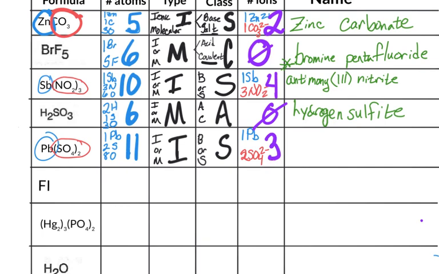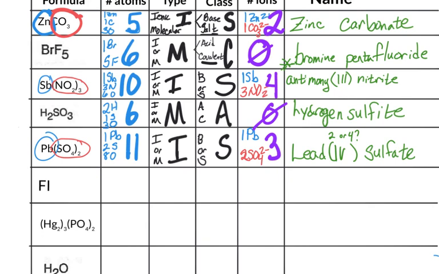For the name of it, lead has 2 choices, so we're going to put lead, parentheses, and then we're going to fill that in a moment. And then we have sulfate, SO4 is sulfate. We have 2 of those sulfates. Sulfate has a -2 charge. That means that the total charge for the lead must be 4. So we have lead, Roman numeral 4, sulfate.